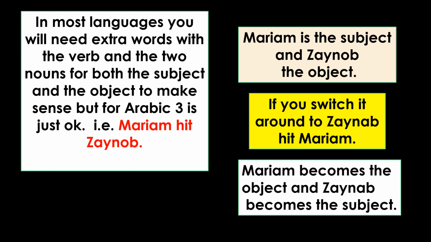In most languages, you will need extra words with a verb and two nouns for both the subject and the object to make sense. But for Arabic, 3 is just okay, i.e., Mariam hits Zainab. Mariam is the subject and Zainab is the object. If you switch it around to Zainab hits Mariam, Mariam becomes the object and Zainab becomes the subject.